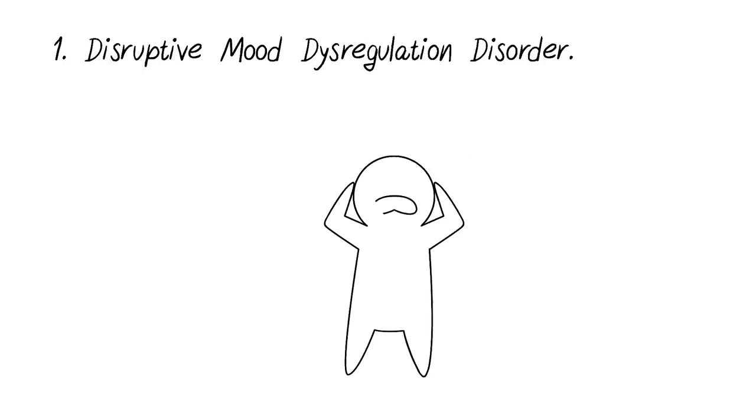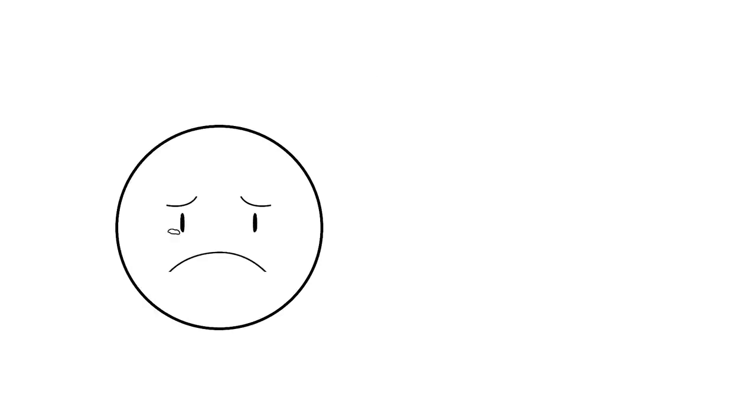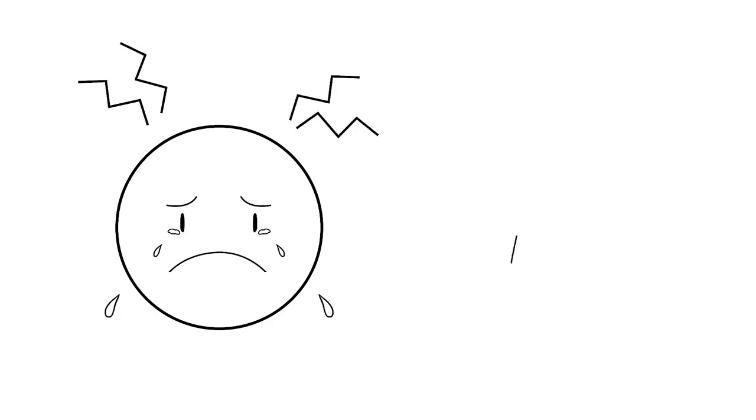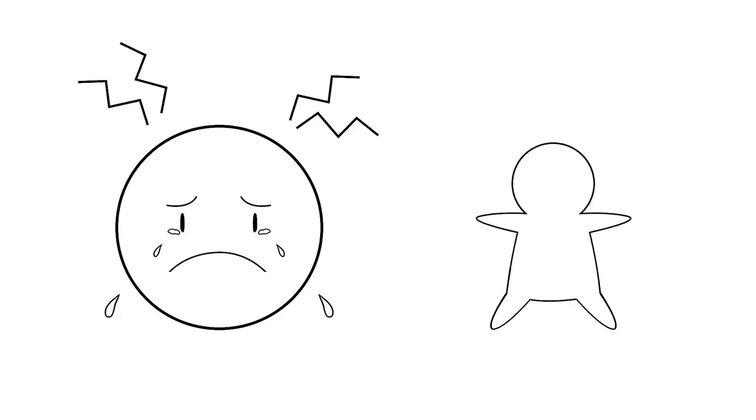Disruptive mood dysregulation disorder. If you tend to have continuous outbursts of temper, either physical or verbal, and it happens 3 times a week, that is one of the symptoms for disruptive mood dysregulation disorder. Other symptoms that you could experience are feeling sad or moody besides the anger 3 times a week, or having severe outbursts. It's more likely that you have this disorder if these symptoms have occurred for more than a year, or if the symptoms started before the age of 10.